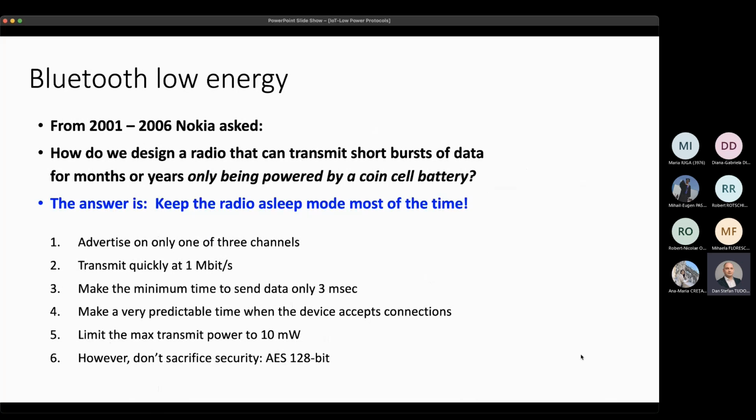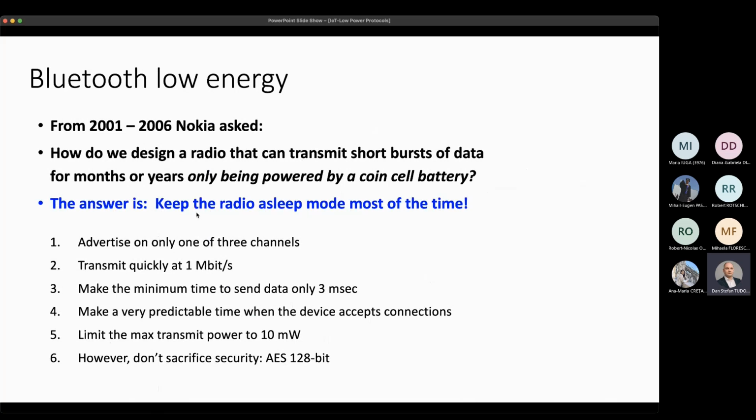From 2001 to 2006, Nokia was doing a lot of research into Bluetooth and how to improve energy consumption with the Bluetooth transceivers. The question they were asking was how to design a radio that can transmit short bursts of data, so not a lot of data packets, but can do so for months or even years from a coin cell battery. So something very, very tiny, very low power. The answer they found was to keep the radio asleep most of the time. So you will actually duty cycle the radio chip a lot to achieve these very long battery lifetimes.